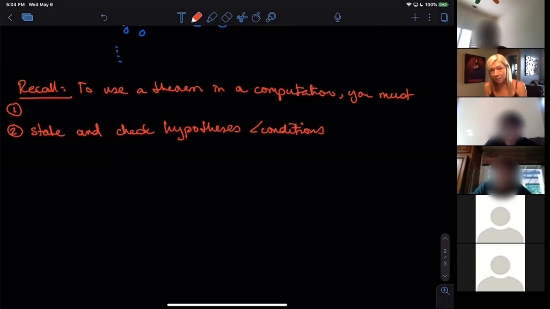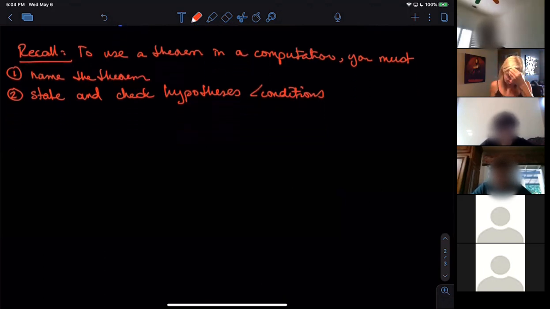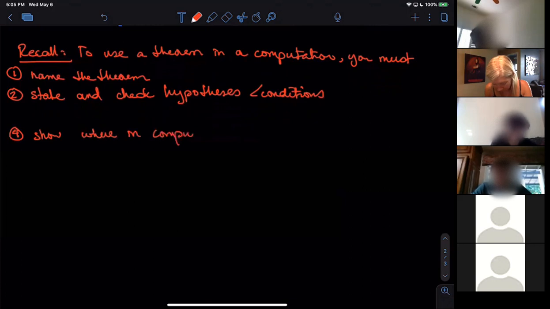And then Phil says, name of the theorem. Absolutely. If you're going to use a theorem, tell me what theorem it is that you're using. So I'm going to put that first, name the theorem. And then Philip also says, show where it's used, right? So show where it's used. I'm going to put that as number 4, show where in the computation you use the theorem.